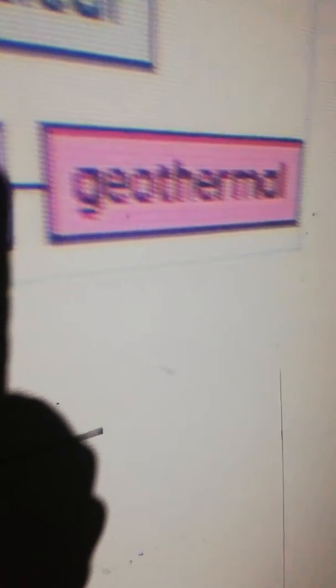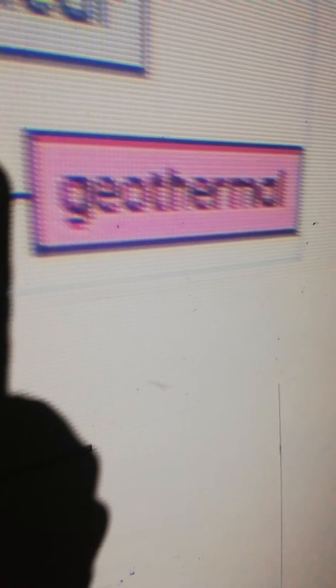And then probably a new one for us, a really interesting one, is geothermal energy, okay? Geothermal energy is very common in Iceland, and it's when they use water that's been heated by magma under the ground to generate steam, which can generate electricity, okay? Really, really interesting form of energy that they have in Iceland.